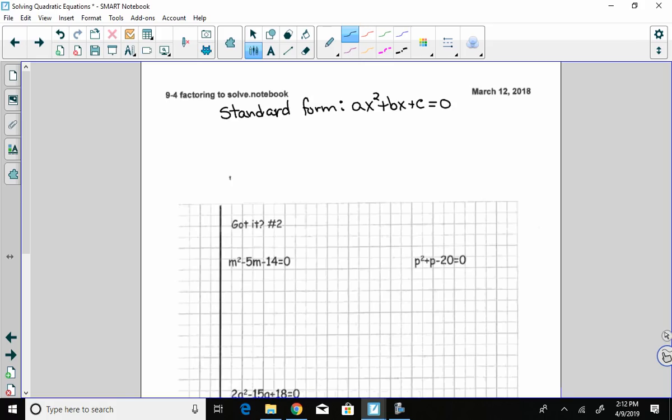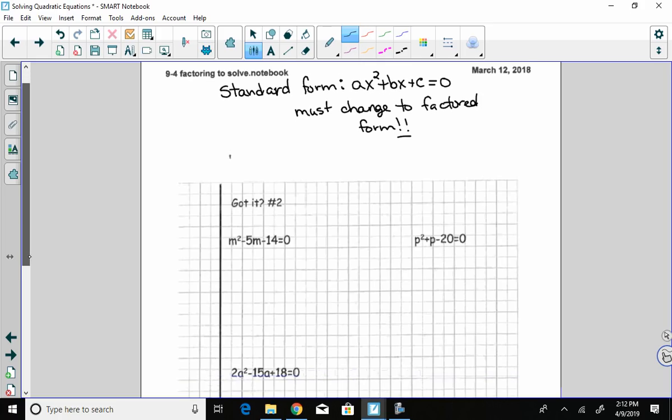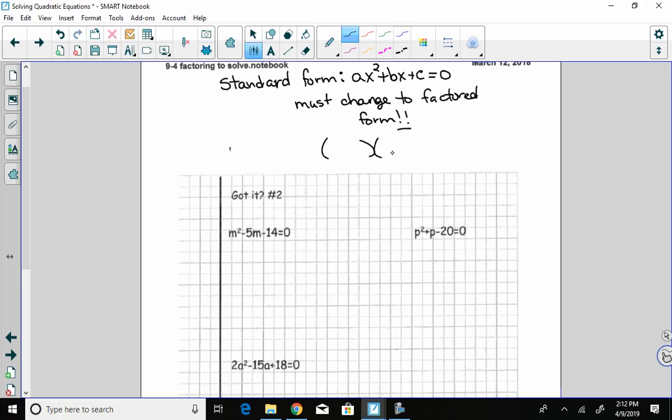For us to be able to solve it, we have to change that standard form first to factored form. Must change to factored form. So all of these problems from here on out, you have to first convert it over to factored form, right? x plus a, x plus b, whatever those numbers are. And of course, it's still going to be equal to 0.